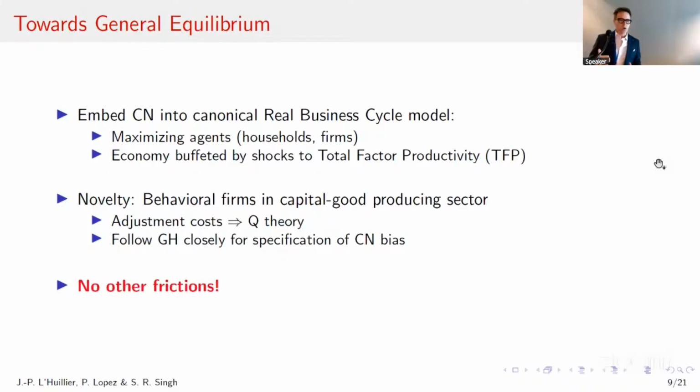We introduce adjustment costs. We want to have Q theory. And otherwise, we're going to follow Greenwood-Hansen closely, actually. So this is just mixing the two for the specification of the computational neglect bias. This should be obvious by now, but just to emphasize it, in none of the results going forward am I going to use other frictions. This is just the pure behavioral friction in action. There are no credit frictions, no nominal rigidities, obviously, and also no search frictions or any other frictions.